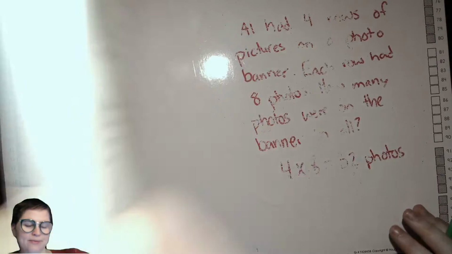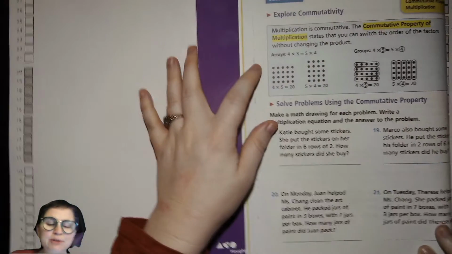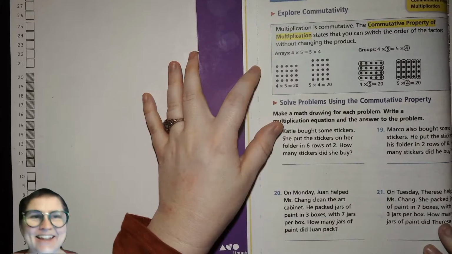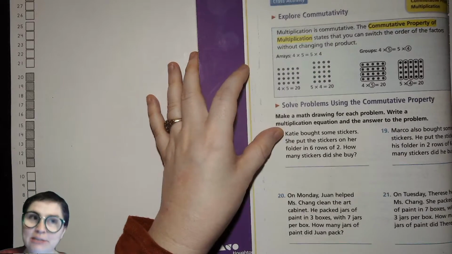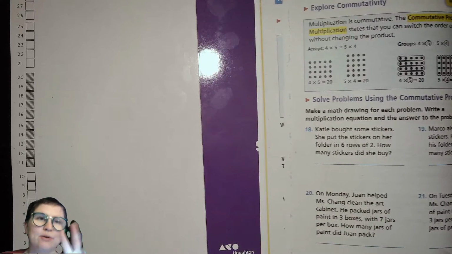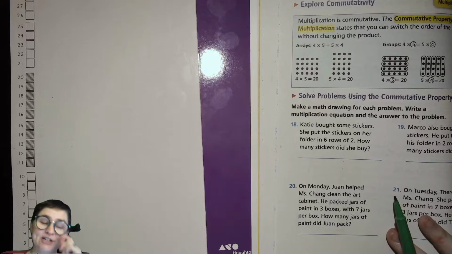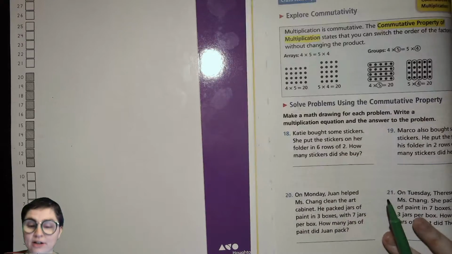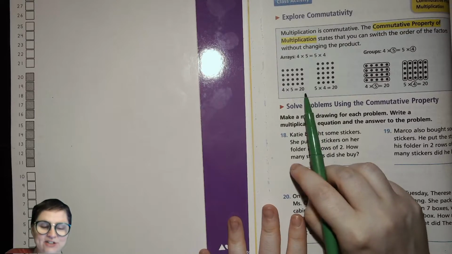Okie dokie. Go ahead and turn that page. Last part for us today. Explore commutativity. Say that. Commutativity. So we've talked about this before, about how it doesn't matter which of the 2 factors you put first in a multiplication equation, because the product will be the same. Remember, factors are the things that you're multiplying, and the product is the answer.